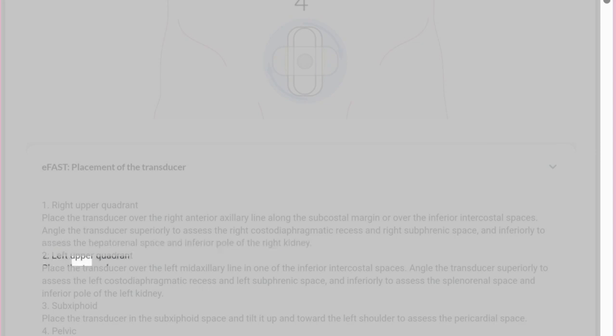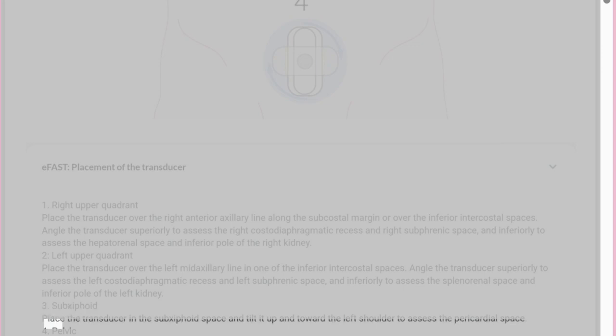2. Left upper quadrant. Place the transducer over the left mid-axillary line in one of the inferior intercostal spaces. Angle the transducer superiorly to assess the left costodiaphragmatic recess and left subphrenic space, and inferiorly to assess the splenorenal space and inferior pole of the left kidney.